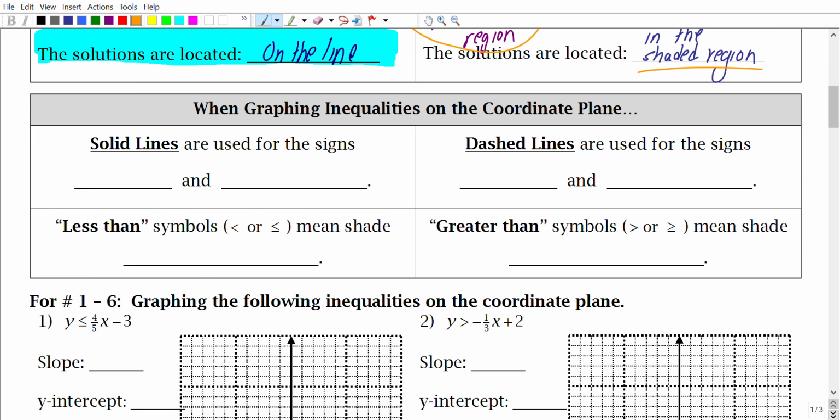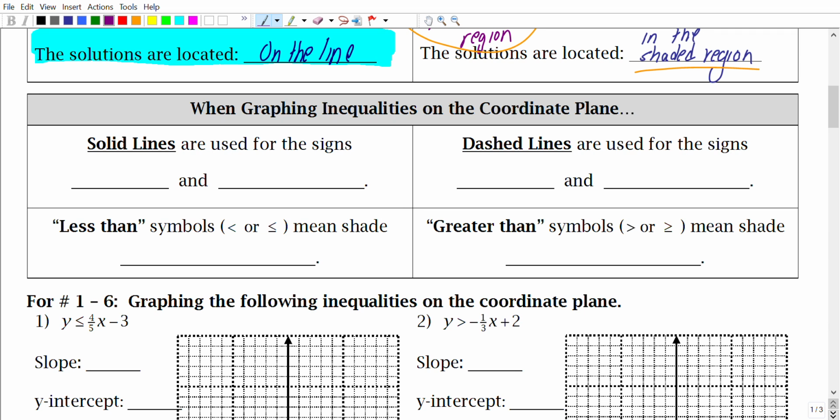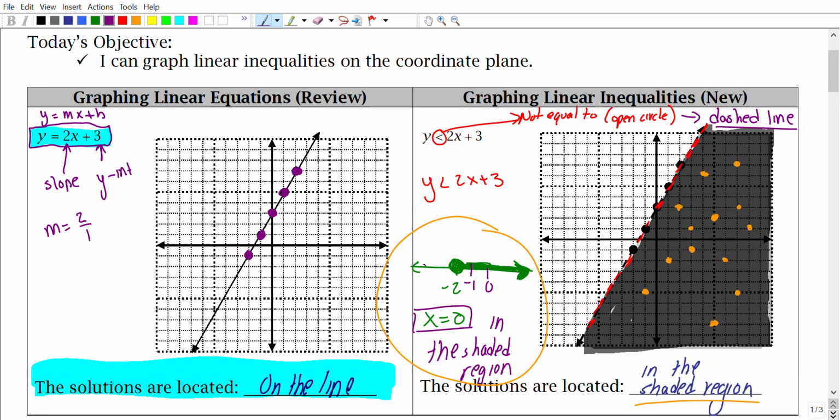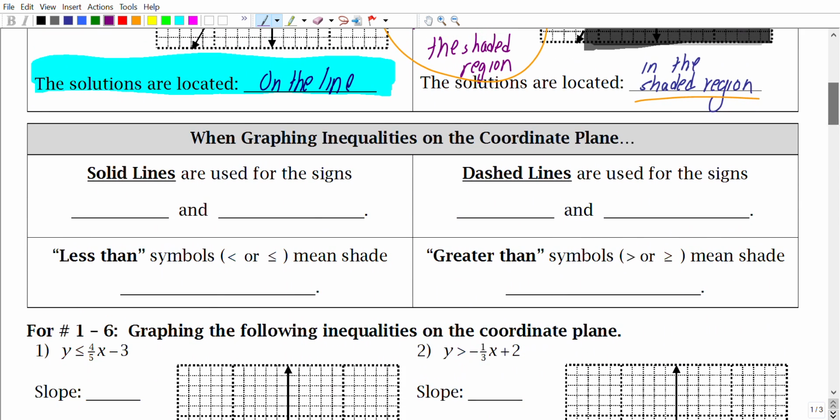So when graphing inequalities on the coordinate plane, solid lines are used for which signs? Now, I'm actually going to do the right hand side first because we already talked about dashed lines. Notice that in this example, we use the dashed red line because this did not have an equal to sign. So I know that the less than symbol will be a dashed line, but also the greater than symbol because it also does not have an equal to sign. Those dashed lines will be using the symbols less than and greater than.